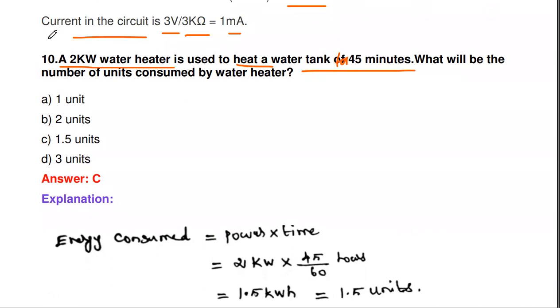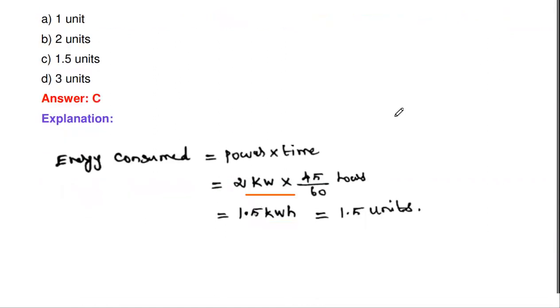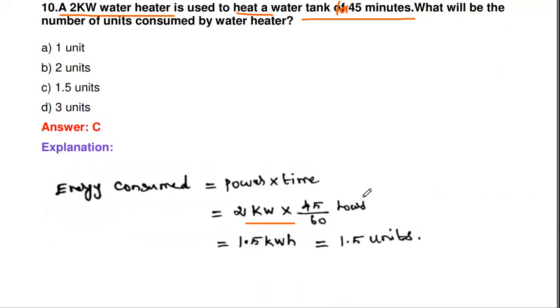Okay, so here what is the power of the water heater? 2 kilowatts. So you just write 2 kilowatts, and how much time did it take? 45 minutes. So you just convert those minutes into hours. If you want to convert minutes into hours, you divide by 60. So 45 divided by 60 hours. You just multiply the power and time. If you multiply, we get 1.5 kilowatt hour.